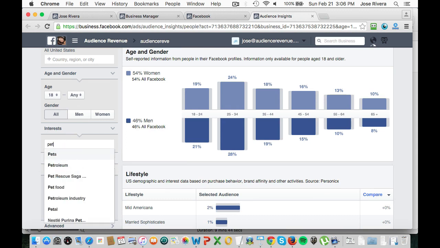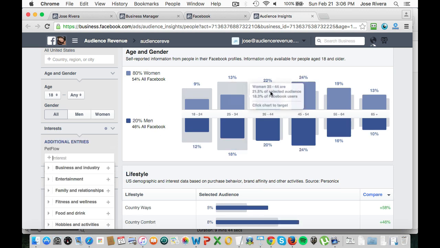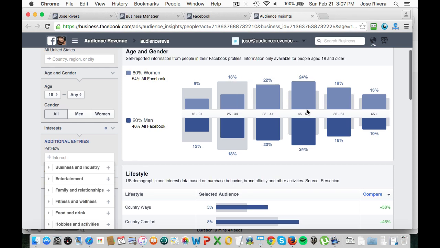So you can type in Petflow and it'll come up right here, and you can look at who the audience is, right? So 80% are women. And just like I thought, you can see that most of the women here, actually I was wrong. I thought it was over 35, but most of the customers are 45 to 54 years old, 24% of the customers. So it's between 35 and 54. But you know what? I would start my campaign at 45 to 54 years old.